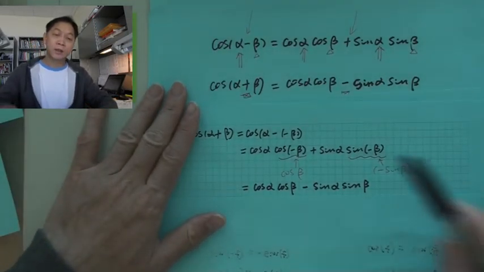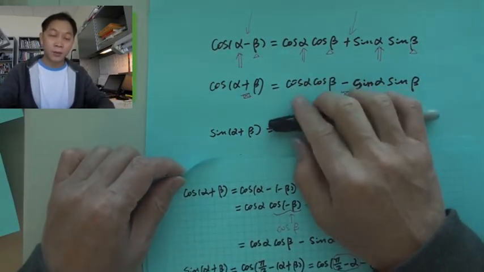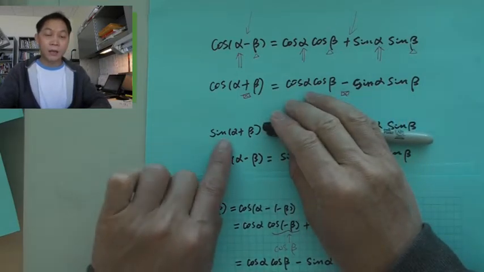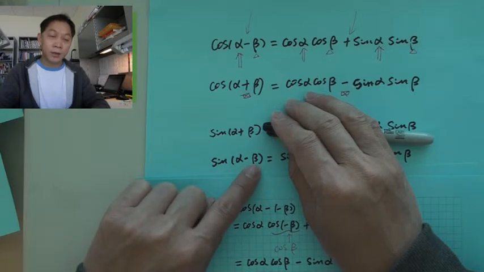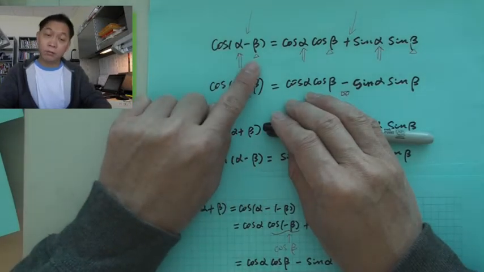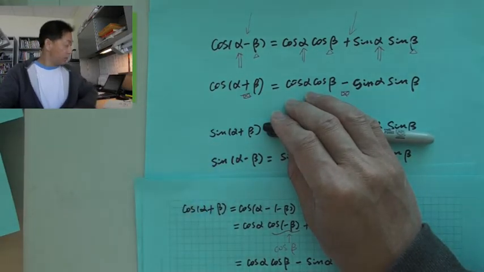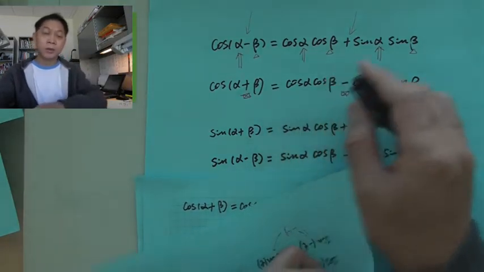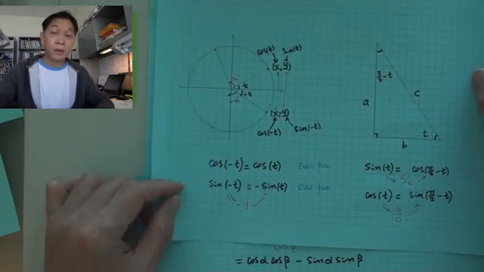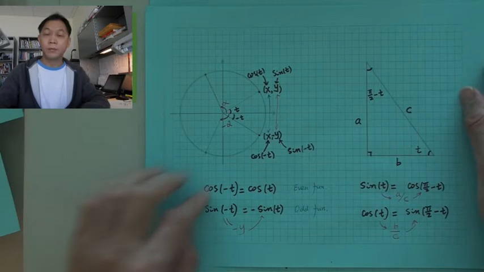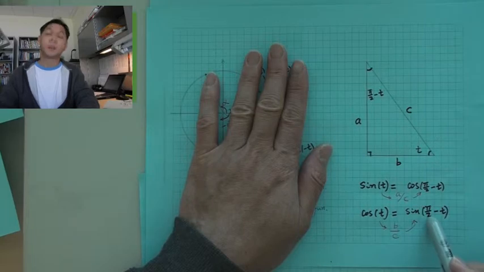We are done with cosine. How about the formula like these two? Sine alpha plus beta, sine alpha minus beta. We got to use this formula, or this formula, to find those two. Before we do that, I want you to look at this. Previously, we looked at the left-hand side. Now I want you to look at the right-hand side.